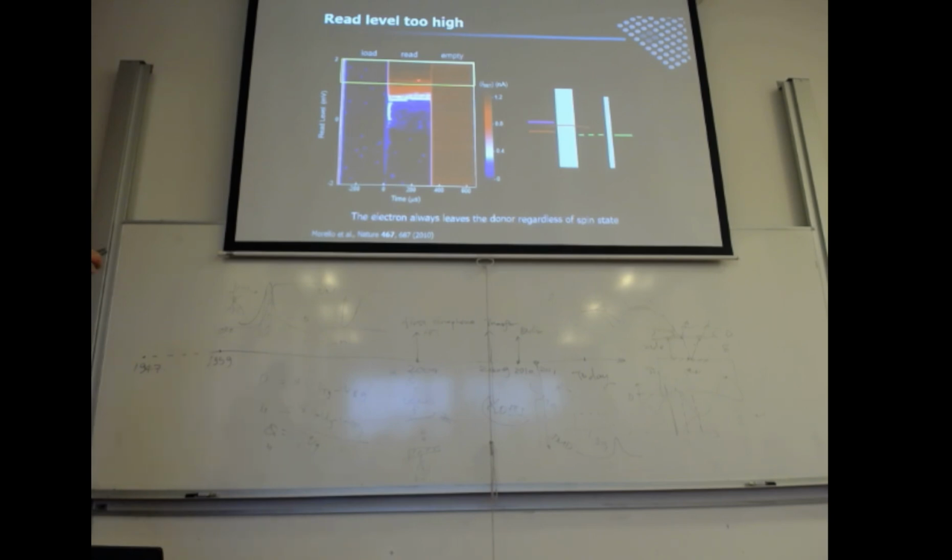And well, you start here at the top of the scan. The read level is too high. So what happens here is that you put an electron on the donor, but then you are way too high and you always tunnel out, meaning that you immediately ionize the donor again and current is always on in the read phase. So regardless of the spin state, you have current and the donor is ionized.